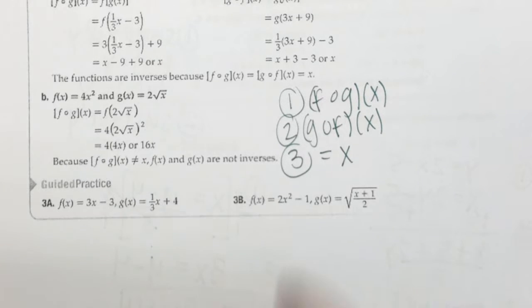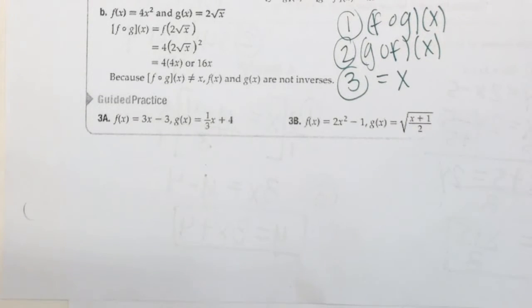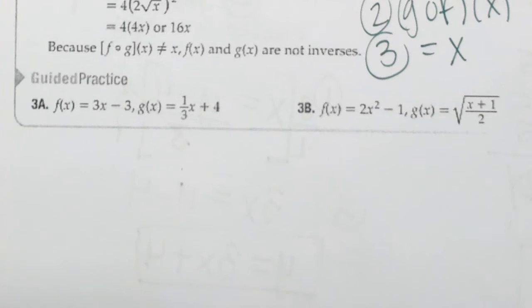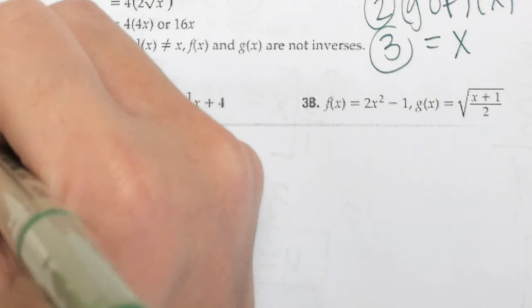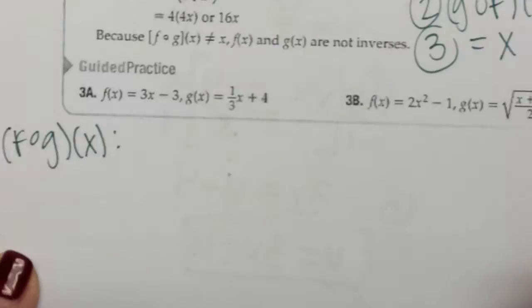So if you find that f of g of x is not x, you can stop there. Okay? But if it does equal x, you have to find g of f of x, make sure they both equal x. If they do, then you put yes, they are inverse functions. If one of them does not, you put no, they're not inverse functions. So let's try with 3a and 3b, then we'll do some on your own. Alright, for f of g of x, which function am I rewriting?